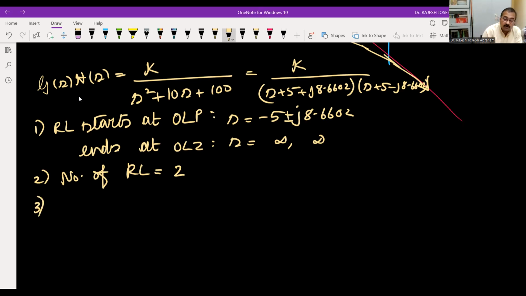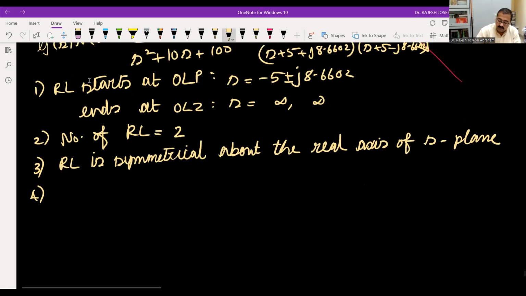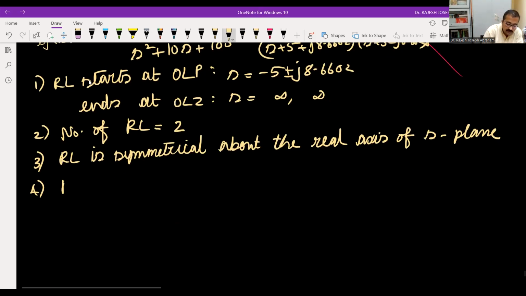Then what next? Root locus is always symmetric about the real axis, we explained. What next? So we see where, if you draw root locus on the real axis.